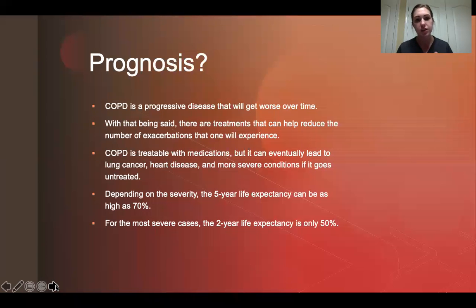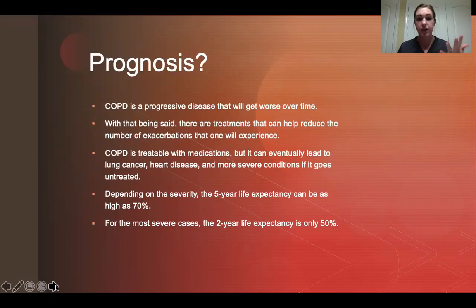So the prognosis for COPD is kind of very fast because it's a progressive disease and it will get worse over time if untreated, if medically it's not taken care of. So there are treatments that can help reduce the number of exacerbations that a patient will experience. An exacerbation is just kind of when it flares up. They might experience a deeper cough or something like that. It's treatable with medications, but it can eventually lead to lung cancer, heart disease, and other more severe conditions if it's left untreated. It's important for these patients to see their doctor regularly and keep up their medicine regimen and their exercise routine, but we'll get to that.